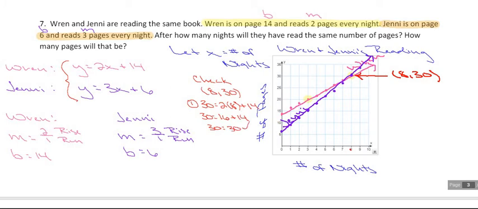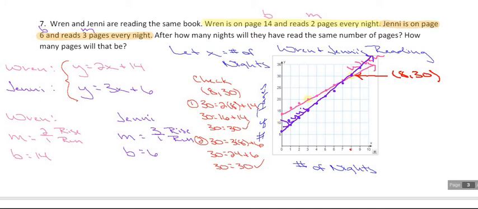Let's check Jenny's. 8 and 30. So y is 30 equals 3 times x, which is 8, plus 6. Well, 30 equals 24 plus 6. So, yep, 30 equals 30. So even though it wasn't the prettiest approach, it did work because we took our time and we made sure we counted on those y's.